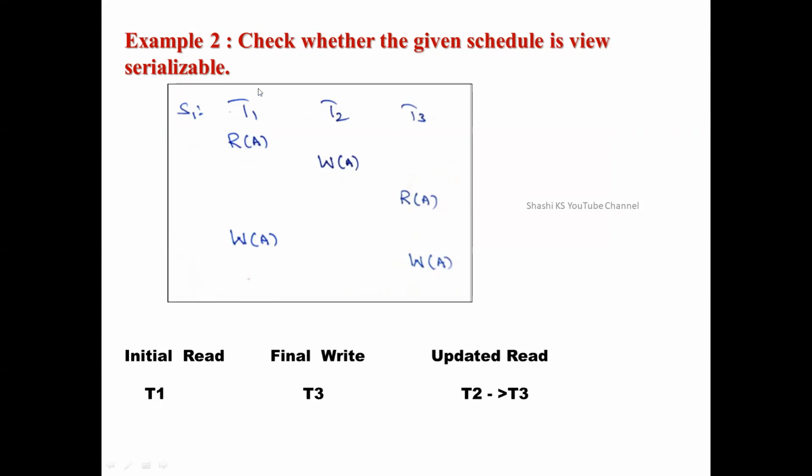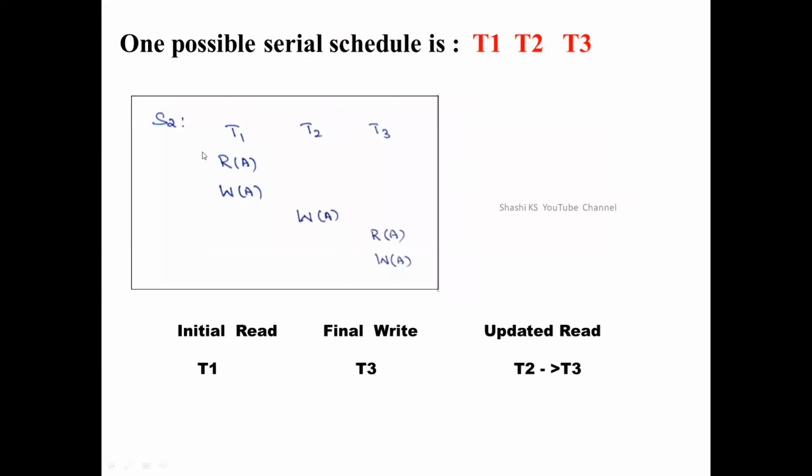I can first complete all the operations of T1, and then I can complete all the operations of T2, then I can complete all the operations of T3. Okay, so I have written the corresponding serial schedule here. You can see that. So first transaction T1 completes, then transaction T2 completes, then transaction T3 starts its execution, and then it completes its execution.